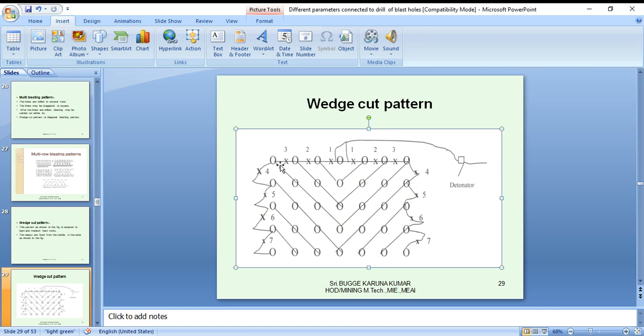Please try to emphasize on the drills one, two, three. This drill is straight, and they maintain it uniformly in the second row also. So this is a square pattern.